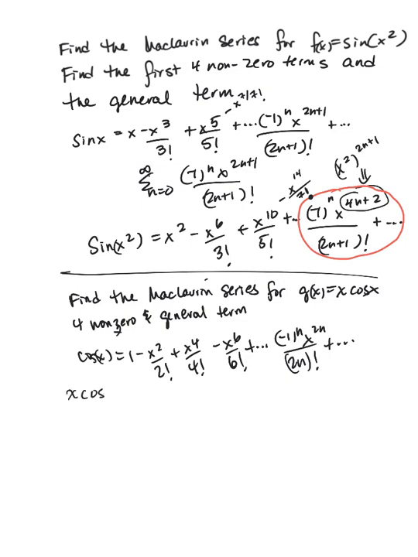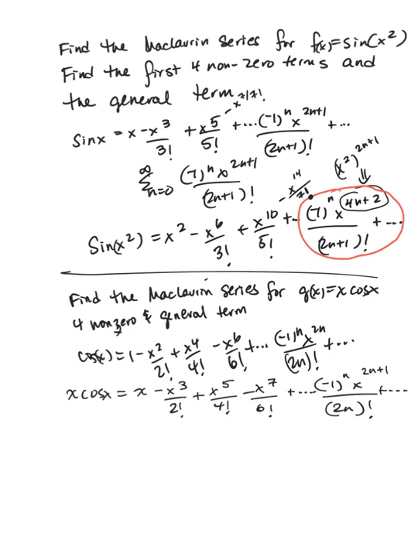So x cos x is just going to be x. Everything's going to go up a power. So then we're going to have, when we multiply by x, negative 1 to the n, x to the 2n plus 1, because there's one extra x, over 2n factorial, yada, yada, yada. Okay?